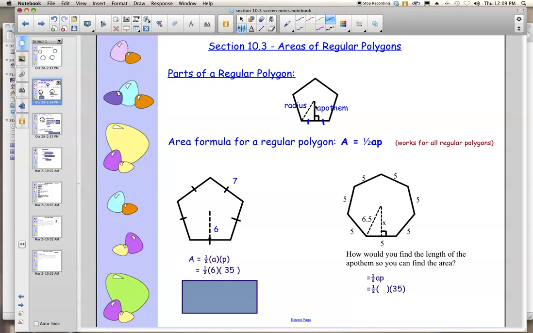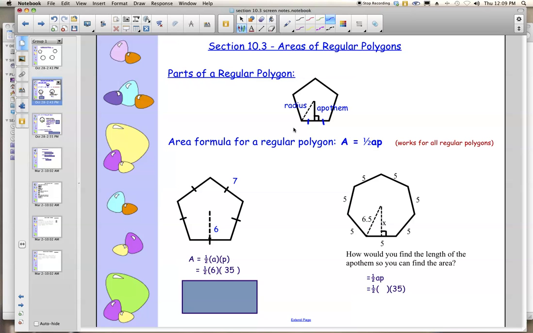The apothem is what we are going to use. I tell you about the radius because sometimes they give you the radius and expect you to find the apothem, or they expect you to know the difference between the two so that the apothem is the one that you use in the formula.